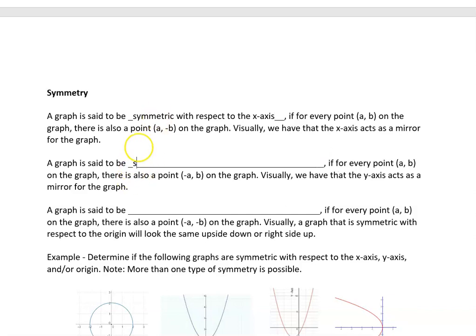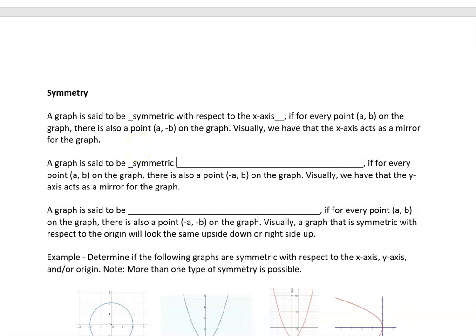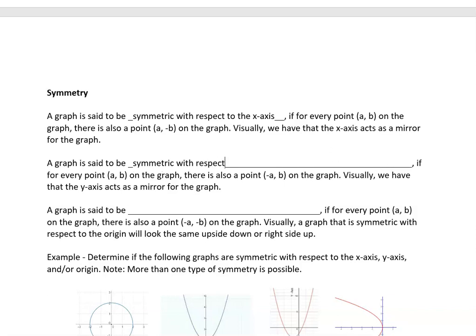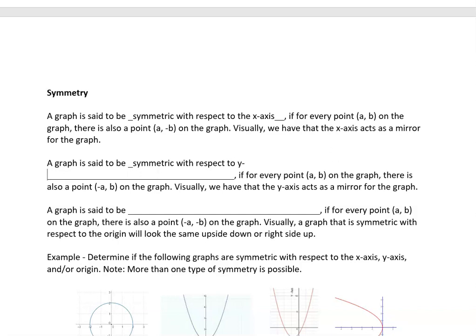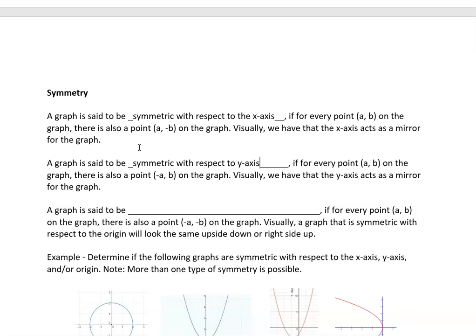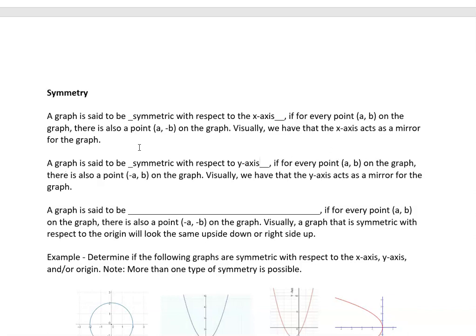On the flip side of that, a graph is said to be symmetric with respect to the y-axis if for every point (a, b) on the graph, there is also a point (-a, b) on the graph. So instead of the b value flipping to the negative side, in this case, the a value becomes negative. Visually, the y-axis acts as a mirror for the graph. I like to think of it as, if I folded the graph on the y-axis, would the two halves line up? If the answer is yes, then it's symmetric with respect to the y-axis.